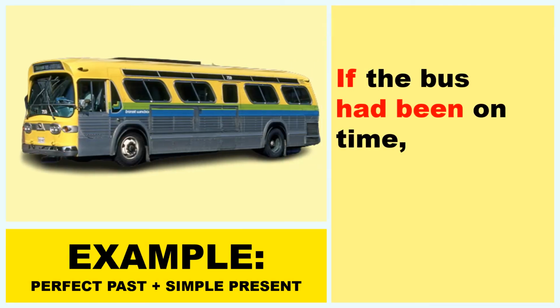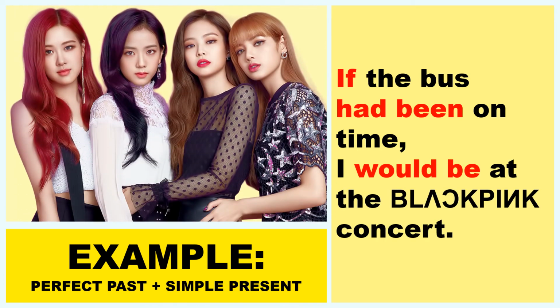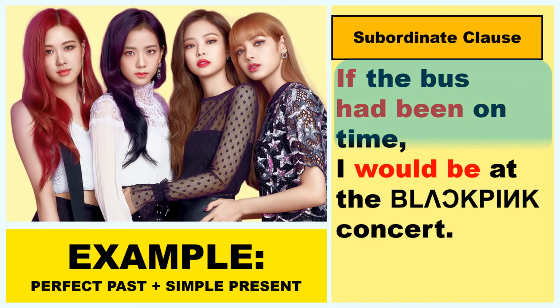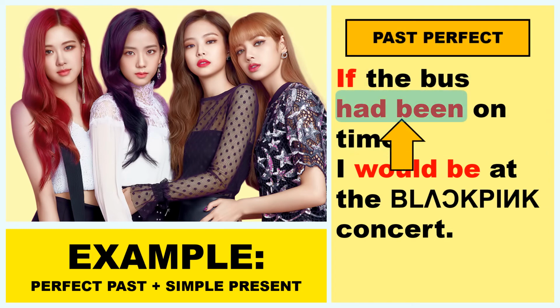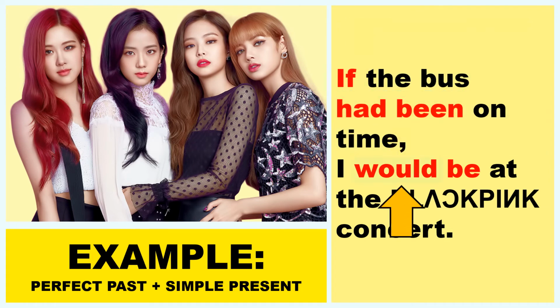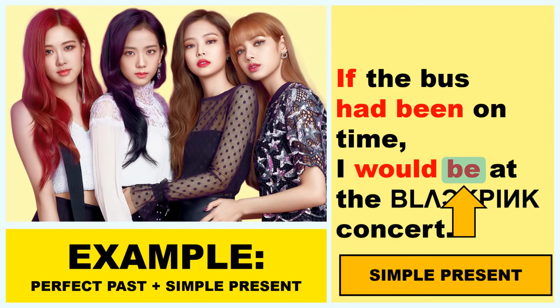Let's take a look at an example with perfect past and simple present. If the bus had been on time, I would be at the Blackpink concert. All right, so in this context, we have "if," which creates a subordinate clause here. We have "had been," which is in past perfect. And now in this context, the person speaking in first person would, theoretically, based on our modal tense, be at the Blackpink concert in the present moment.